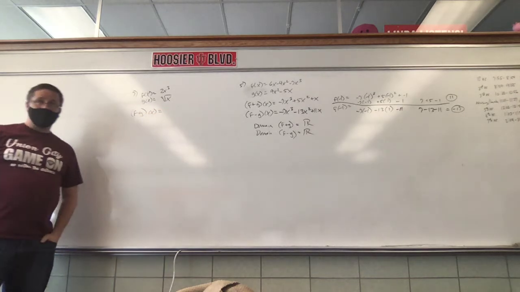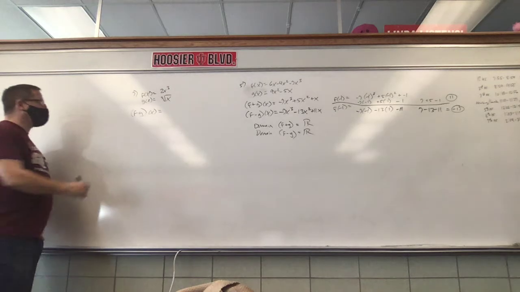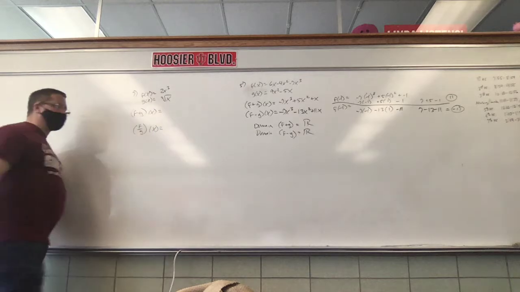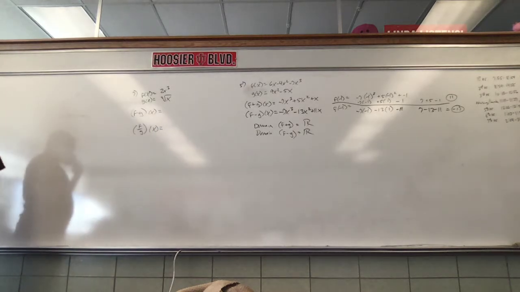So now what are they asking you to do? Add them or subtract? Times them. Then they're also going to ask you what's f over g of x. We've been adding and subtracting them. Now we're going to multiply and divide them.